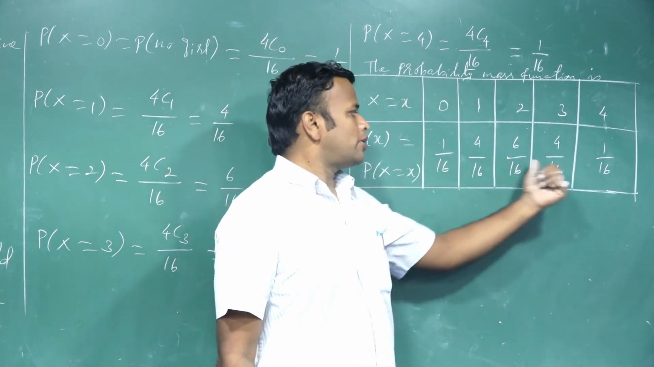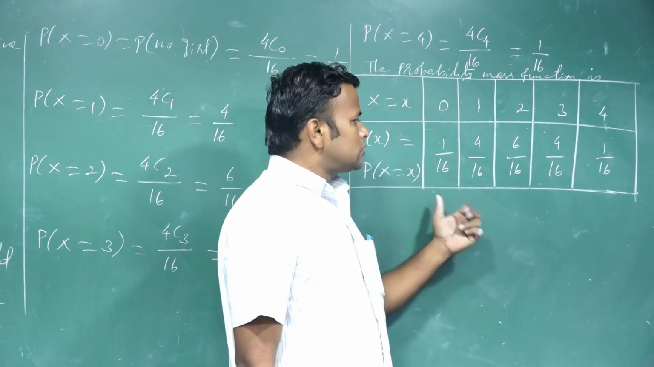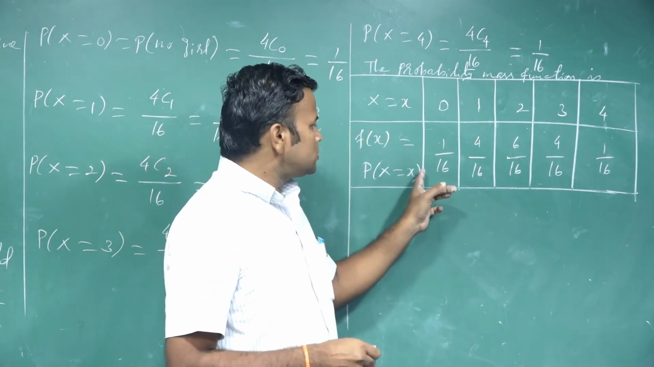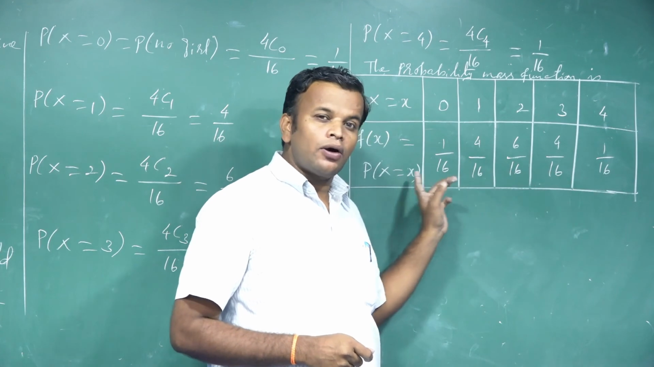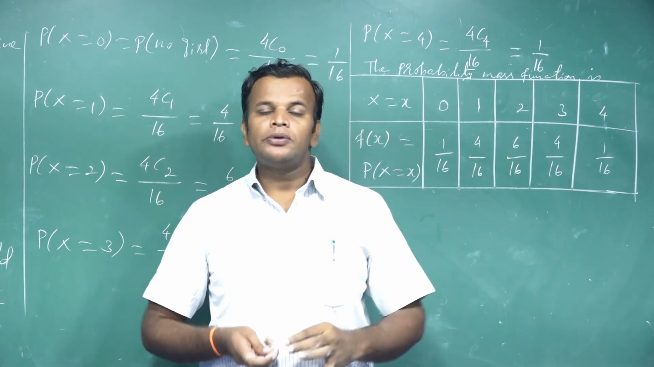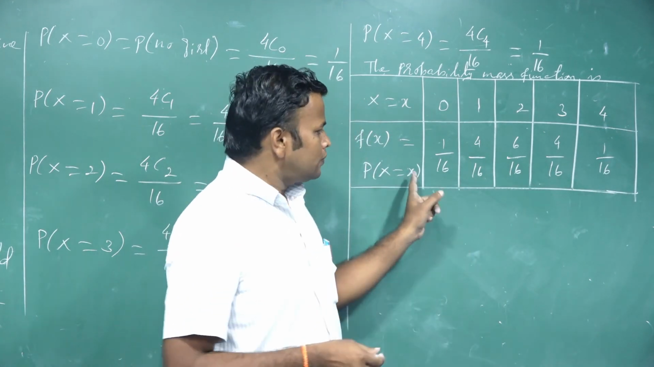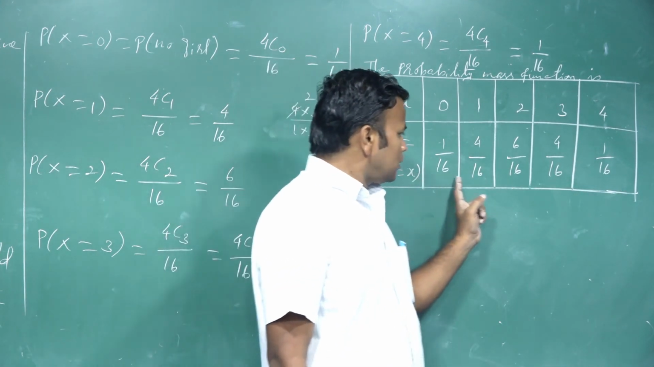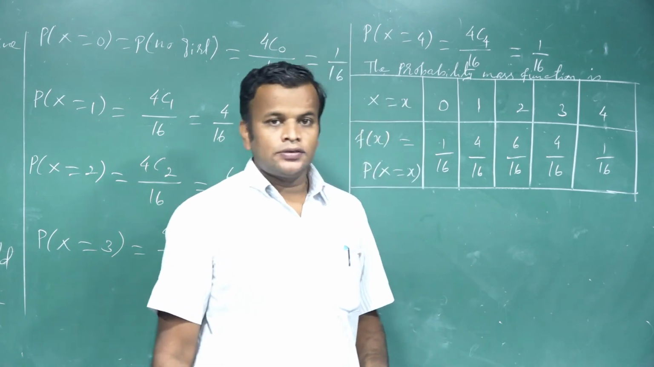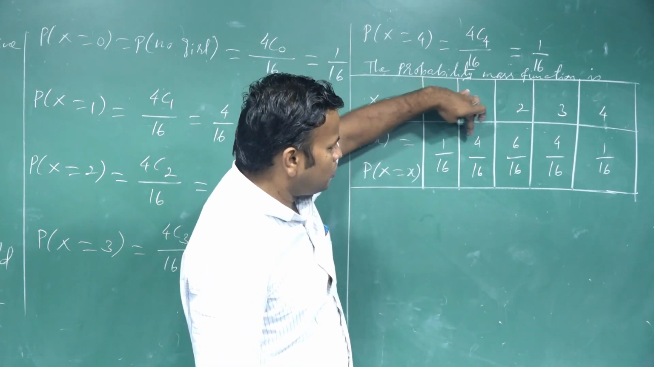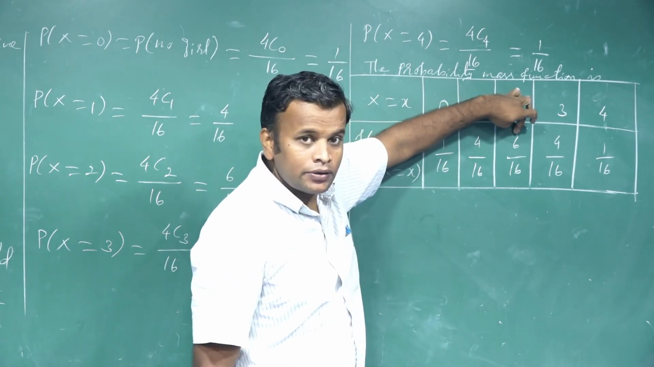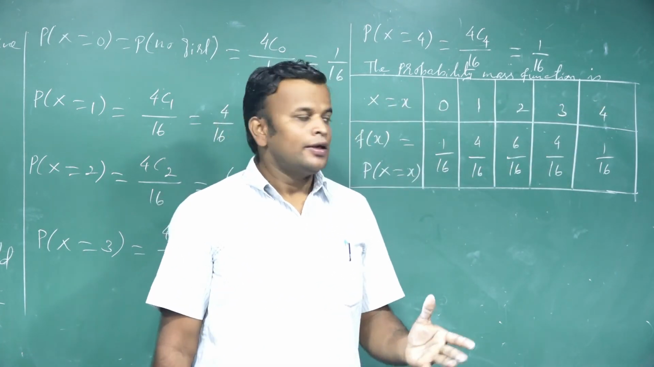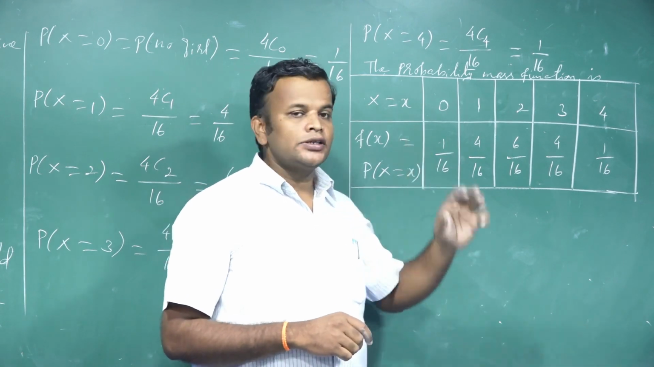Having found all the probability values, we check whether the given answer is correct or not. How to check? The total probability value is always equal to 1. If you check that the sum of all values is 1, our answer is correct. You see that all denominators are 16. The addition of the numerators: 1, 5, 11, 15, 16. So 16 by 16 is 1. So the total probability is 1, so our answer is correct.